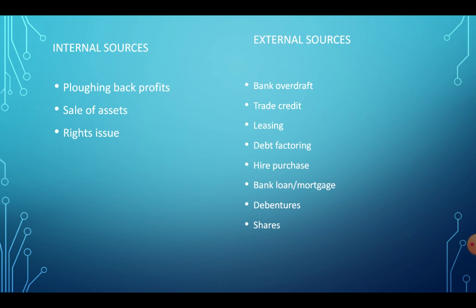A good example of long-term sources of finance involves items like shares, debentures, bank loans, as well as what else? Rights issues. Those are long-term sources of finance. Whereas we've got items like trade credit, debt factoring, and bank overdrafts. They are short-term sources of finance.